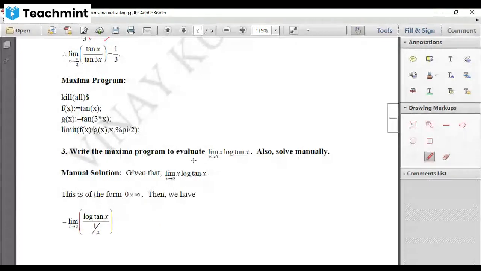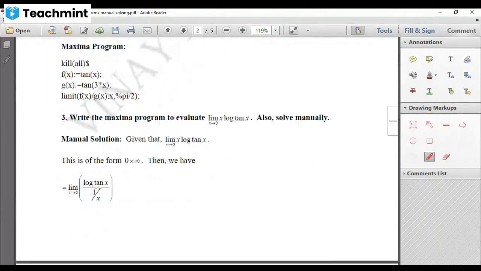Write the Maxima program to evaluate the limit as x tends to 0 of x log tan x, and also solve manually. Remember, if you put x equal to 0 in this, you'll get 0 into log tan 0. And tan 0 is 0 and log 0 is infinity. So this is of the form 0 into infinity. And whenever 0 into infinity or infinity minus infinity comes, you have to bring that one to the form either 0 by 0 form or infinity by infinity form. Since you are having log here, I don't want to send this log to the denominator. So I'll bring this one to infinity by infinity form.